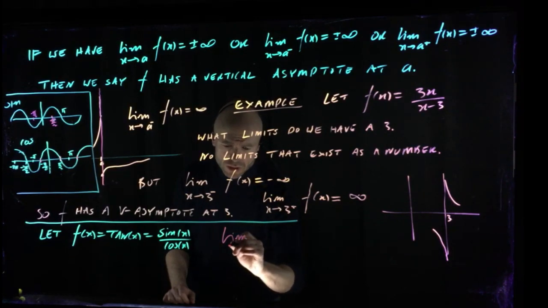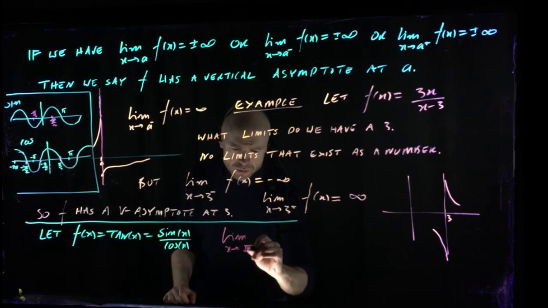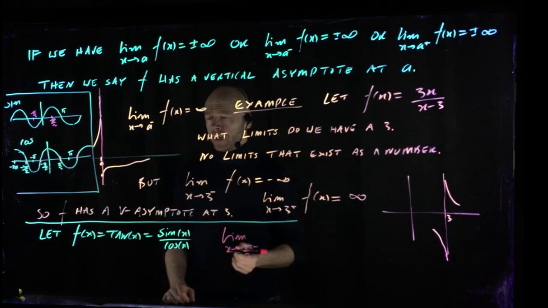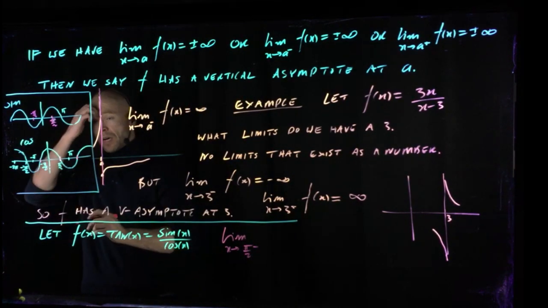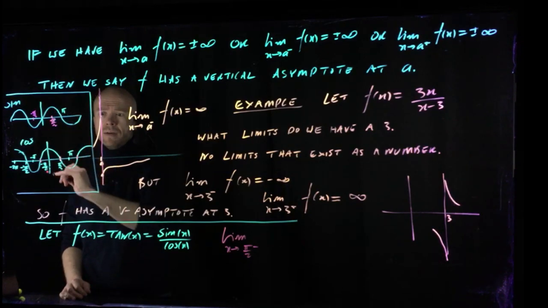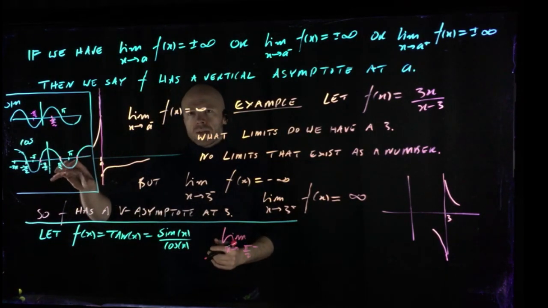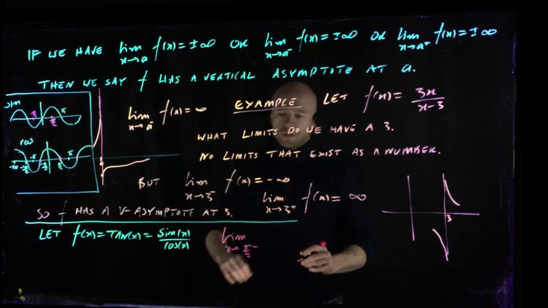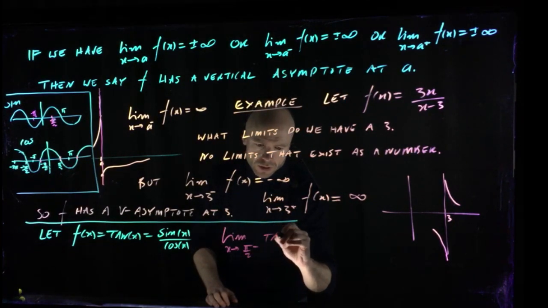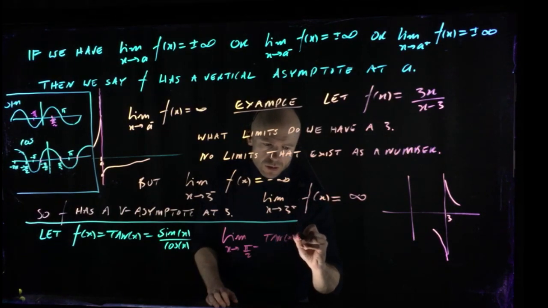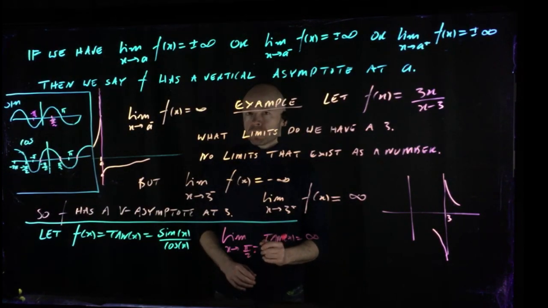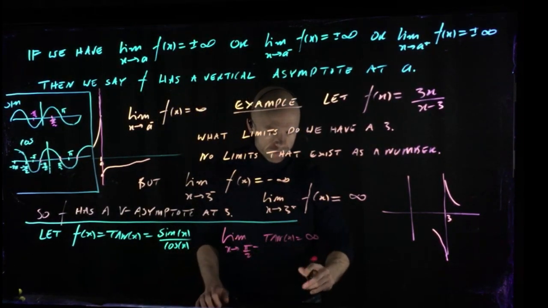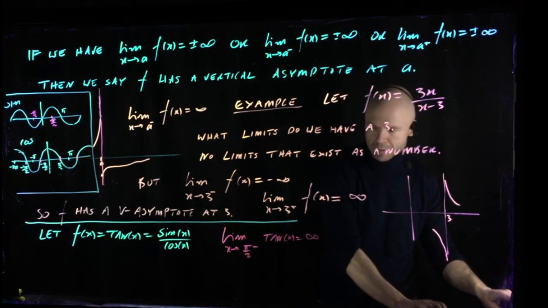So the limit as x goes to pi over 2 from the left-hand side, what's going to happen? As you approach pi over 2 from the left-hand side, sine is tending towards 1, but cosine is tending towards 0, from the positive numbers. So on the top we'll have something like 1, on the bottom we'll have a very small positive number, which gets smaller and smaller and smaller. So this thing will have to be infinity.